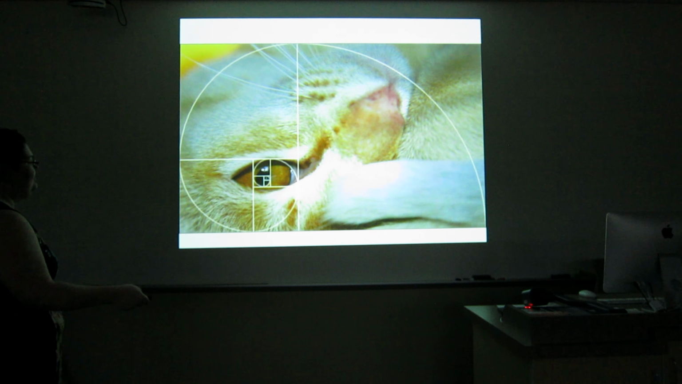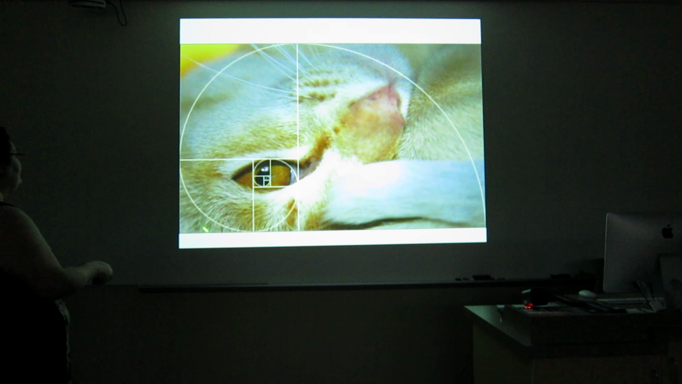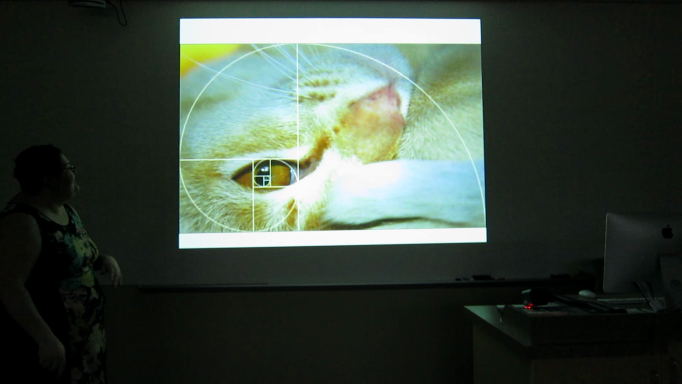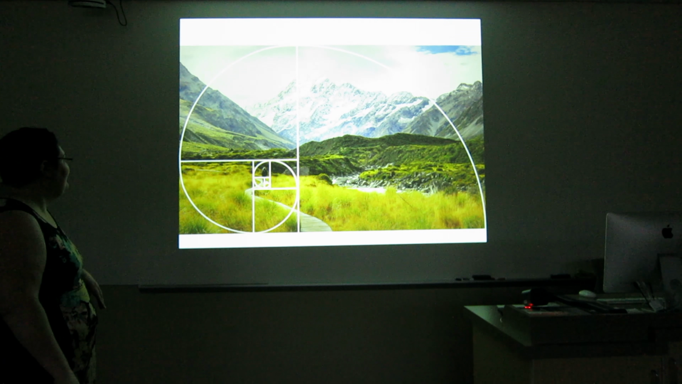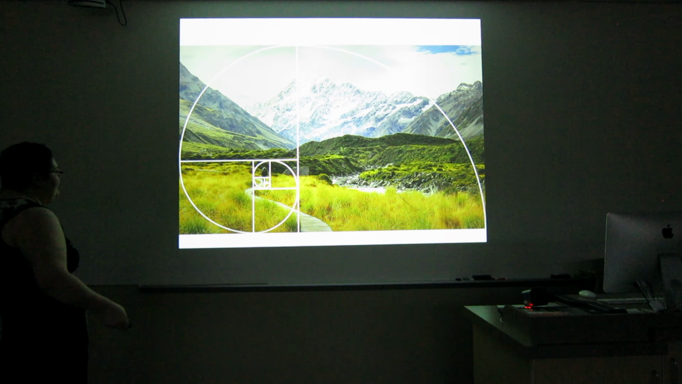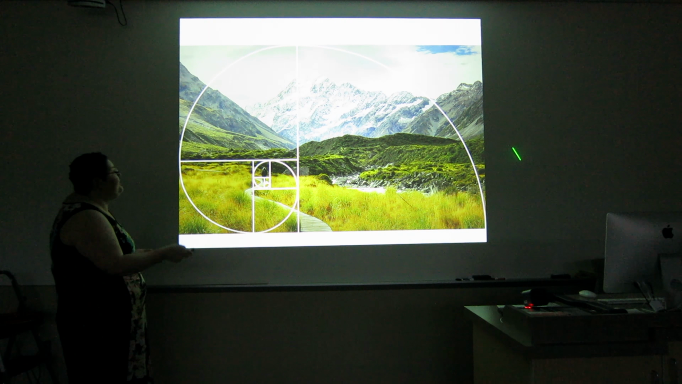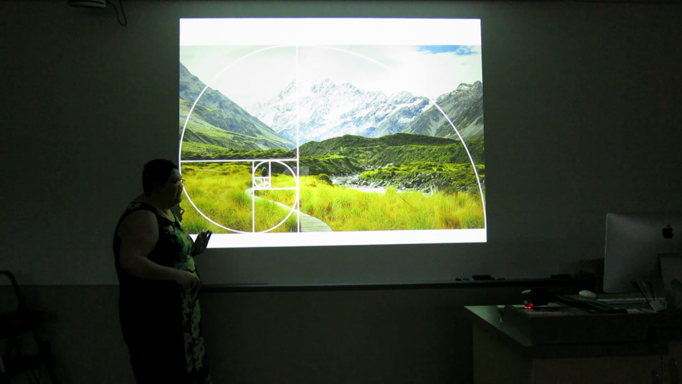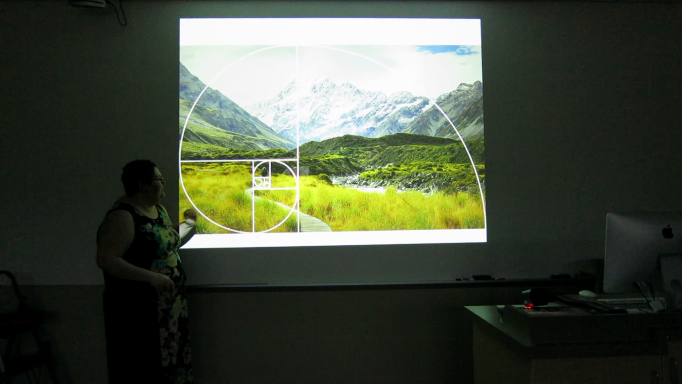So another picture where we are composing with the whole spiral, and then we're putting that centering point on the eye of the cat. Landscapes tend to, and landscape photographers tend to use this golden spiral or this section very often for their compositions.